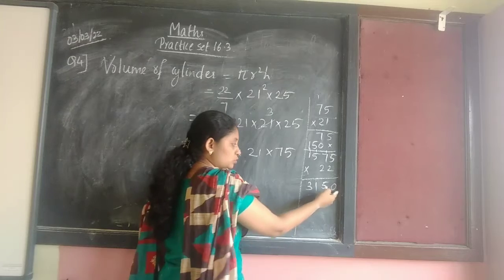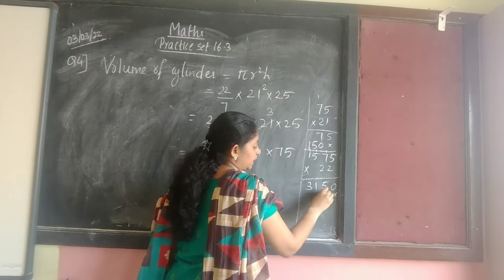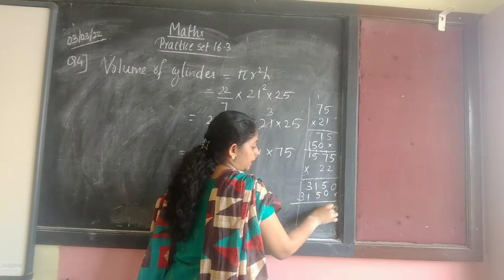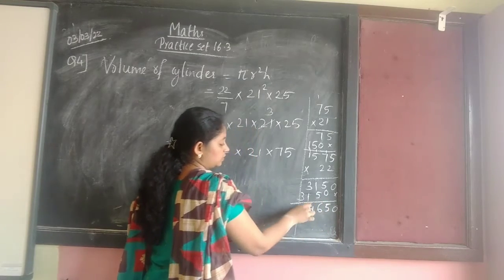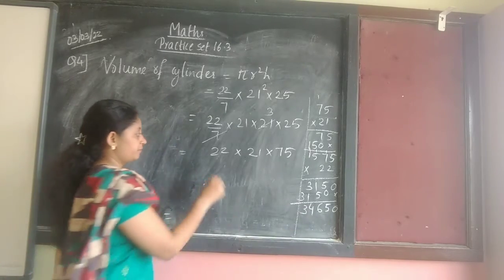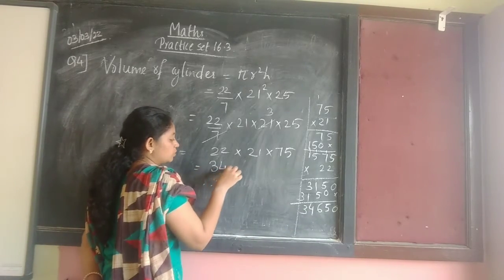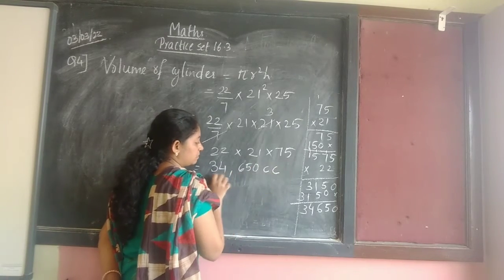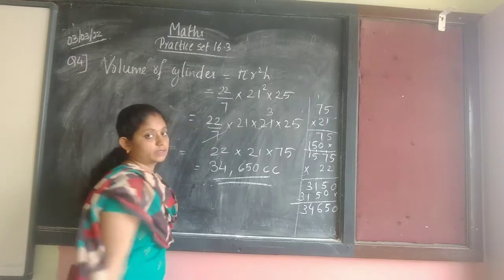Again multiplied by 2, so the same number will come. So repeat that. So what you are getting in total? 0, 5, 6, 4, 3. That is 34,650 cubic centimeter. That is cc.